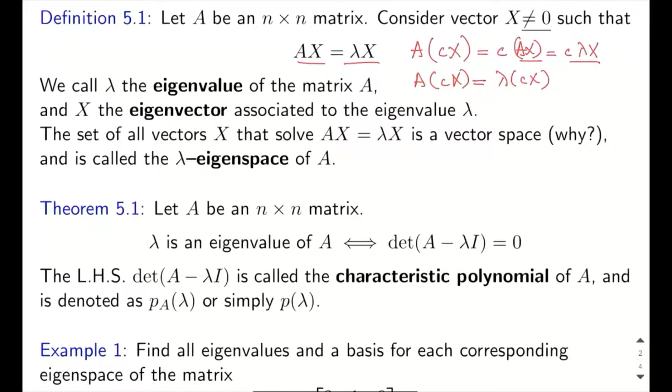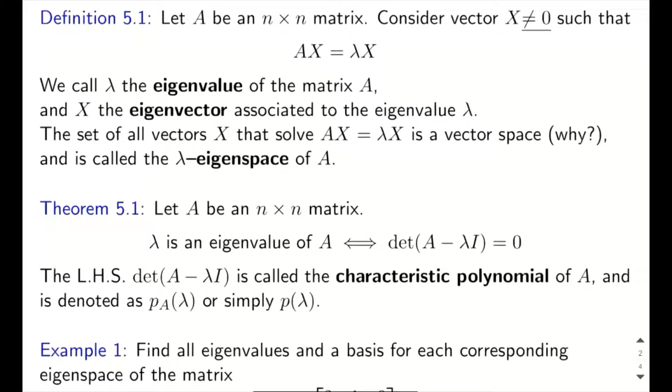Furthermore, if you have two vectors, x1 and x2, that satisfy the same equation with the same lambda, then the summation of the two will satisfy the same equation. That means all of the solutions associated to the eigenvalue lambda form a vector space. And this vector space has its name. It is called the lambda eigenspace of A.